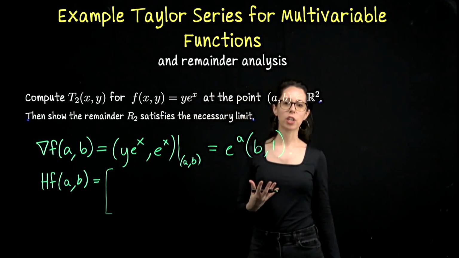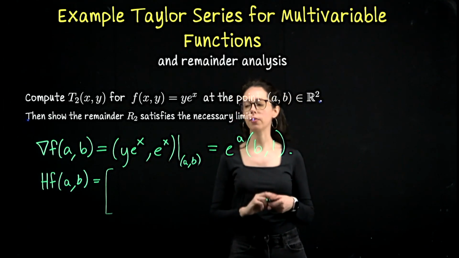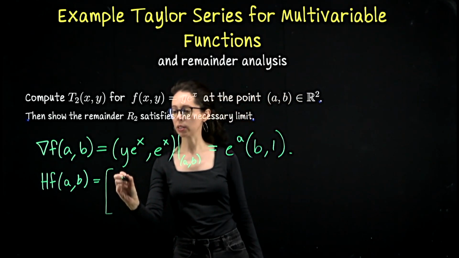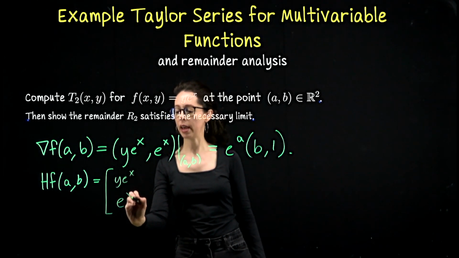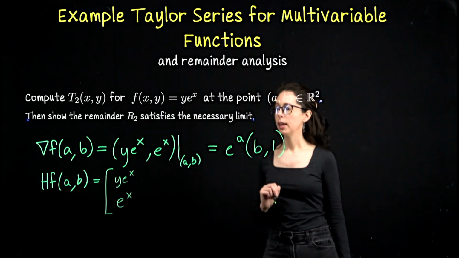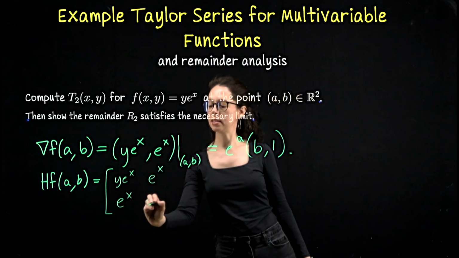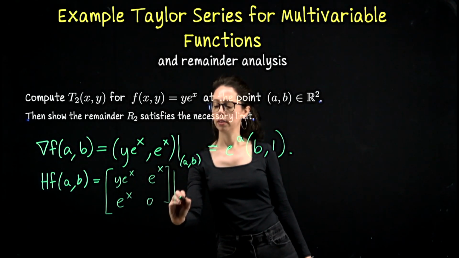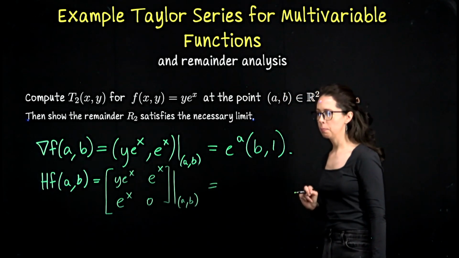To compute a Hessian, what you want to do is grab this and differentiate it with respect to x and y down the first column. So with respect to x, we're going to have y e to the x. With respect to y, e to the x. Now differentiate this with respect to x and y. We'll have e to the x and 0. But we need to evaluate that at the point a, b.